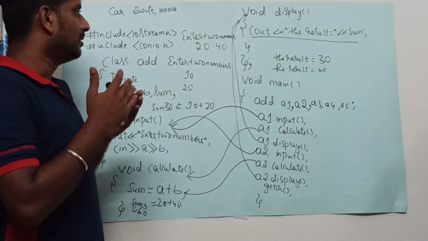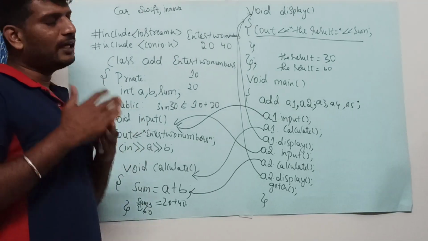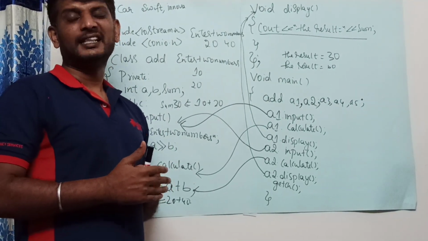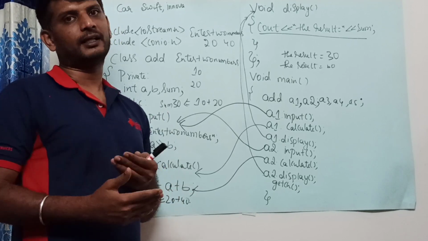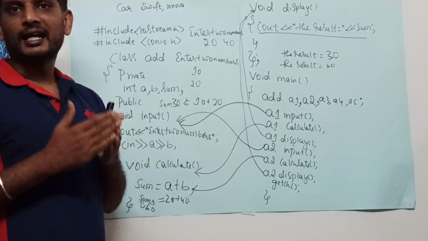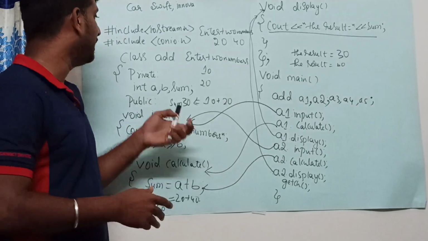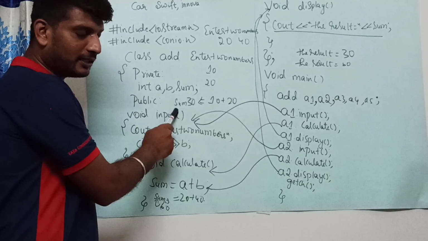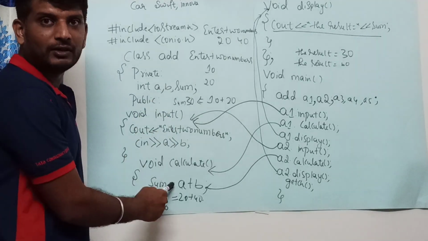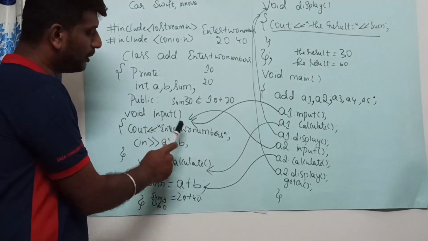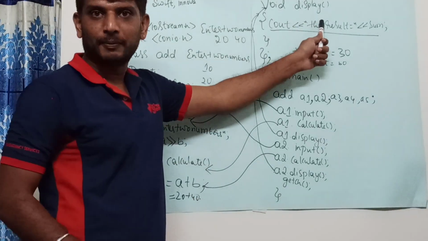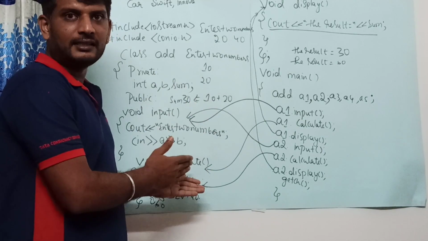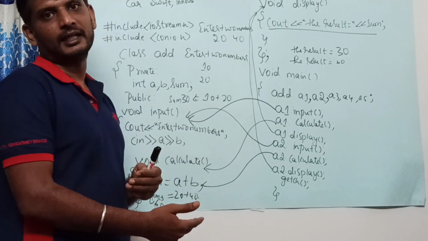The thing is, you can define the member functions inside the class as well as outside the class. As I told you, the class will consist of the data members and the member functions. In this particular class you have three member functions, that is input, calculate and display. These member functions can be defined inside the class and outside the class also.